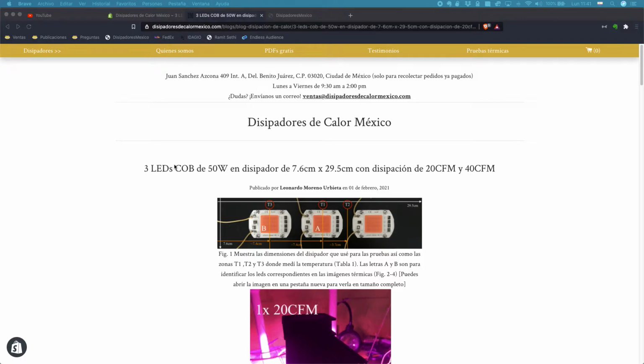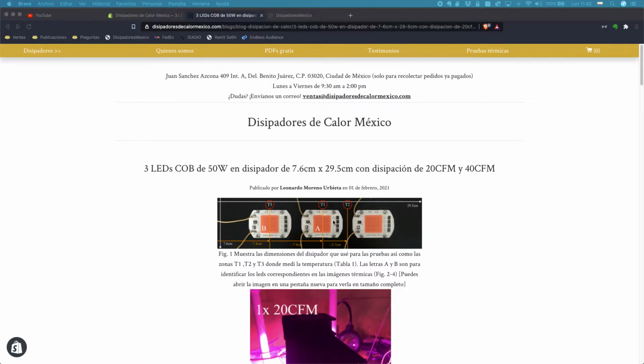I made the following experiment, which consists in using 3 COB LEDs rated at 50 watts each. These 3 LEDs, I installed them in a 7.6 centimeter wide and 29.5 centimeter long heatsink. And I tested this configuration with 2 airflows, 20 CFM and 40 CFM.